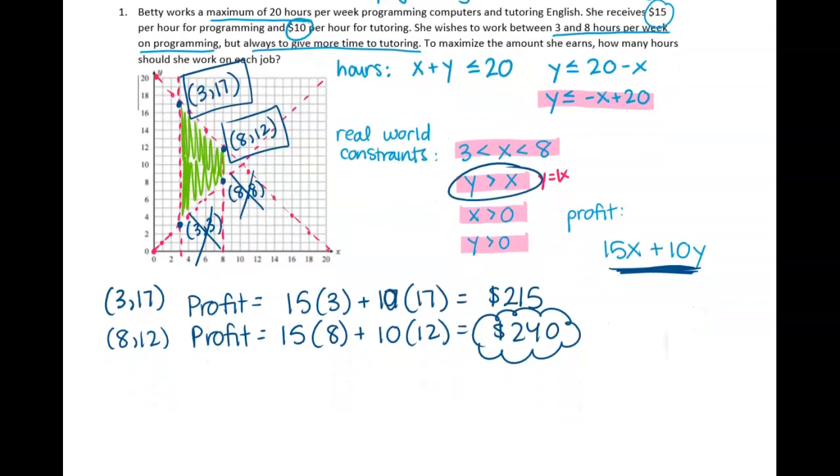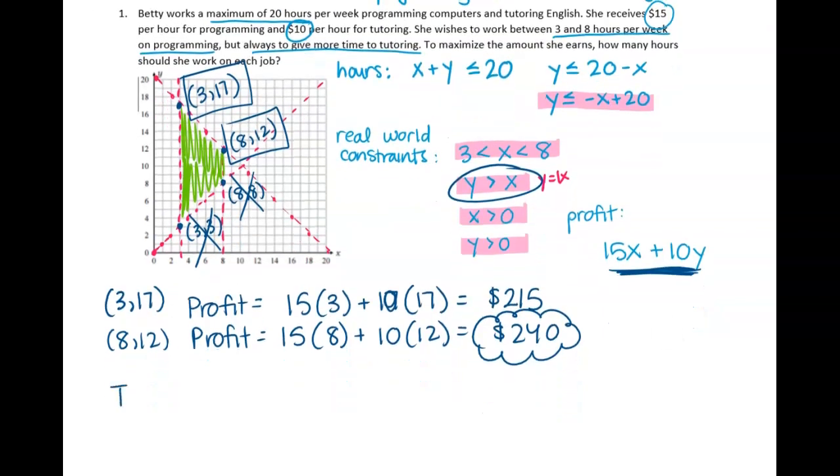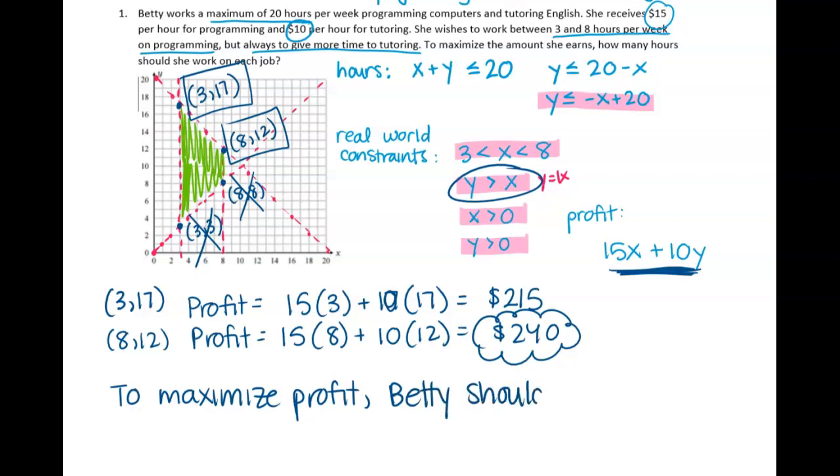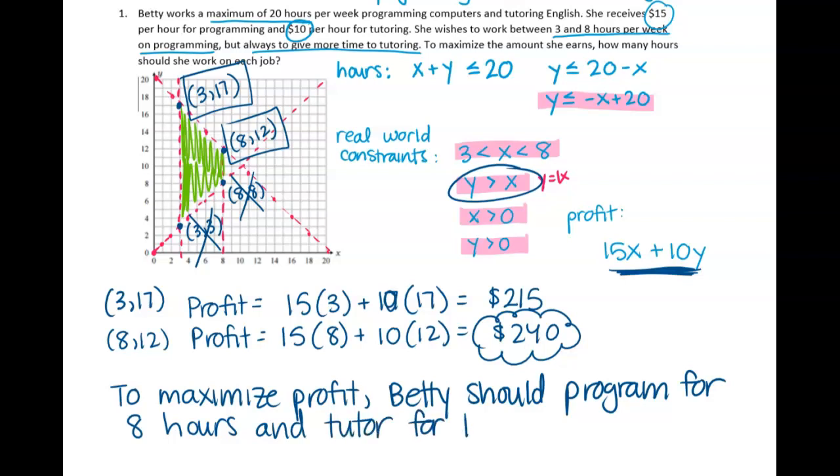Since $240 is higher than, or a greater amount of money than 215, to maximize profit, Betty should program for 8 hours. That's our x value. And tutor for 12 hours. That's our y value.